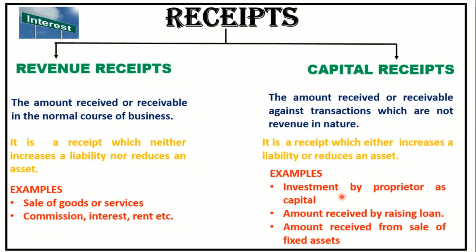On the other hand, the sale of a fixed asset is again non-recurring in nature. The amount received by selling the old fixed asset reduces the asset, and it is not a proper or regular earning of a business. So they are termed as capital receipt. Revenue receipt, in general terms, we call it revenue. So revenue is the amount which is received by sale of goods.